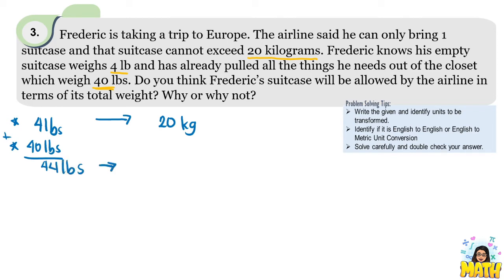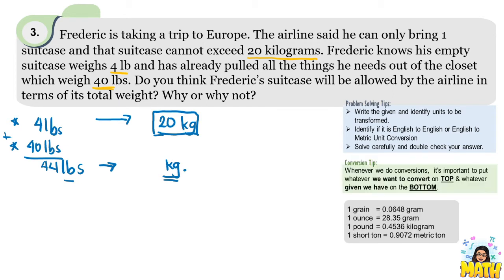Let's convert pounds into kilograms so that we can compare kung lalagpas pa siya or hindi doon sa standard ng airline na hanggang 20 kilograms lamang ang allowable. So we are converting pounds into kilograms. That's English to metric unit. And we can use this one. 1 pound equals 0.4536 kilogram. 44 pounds into kilograms.